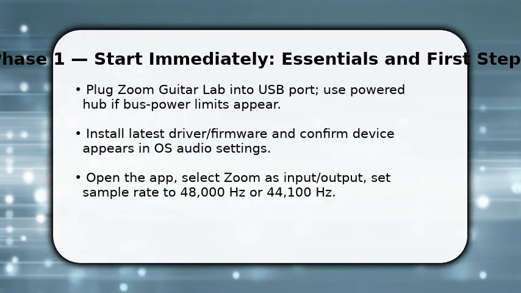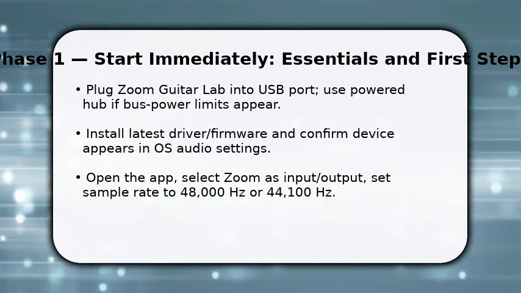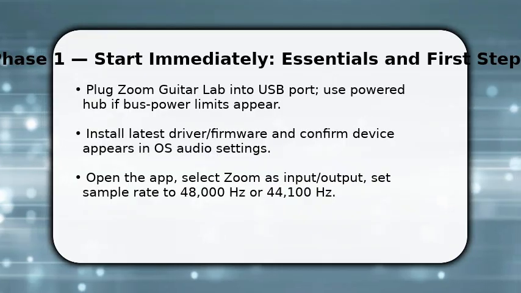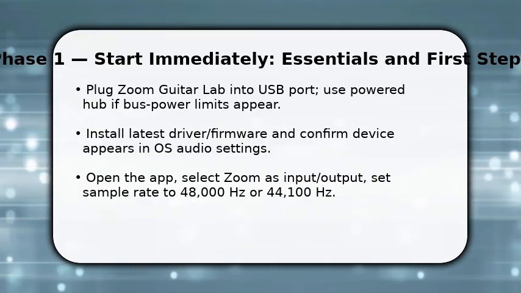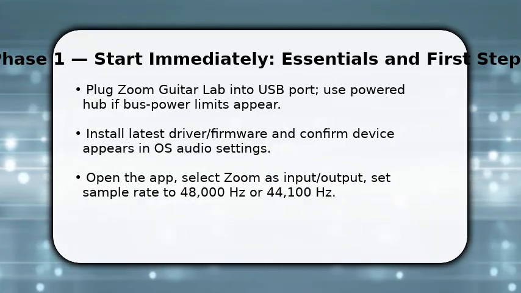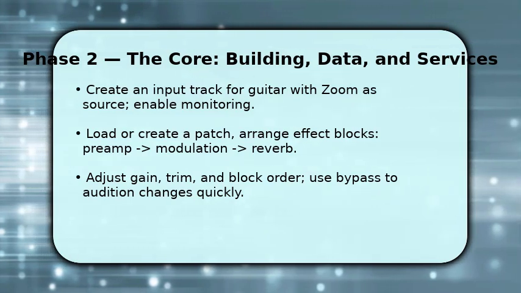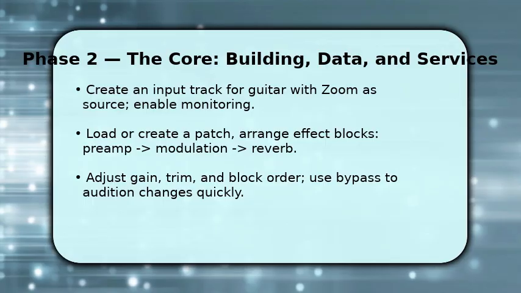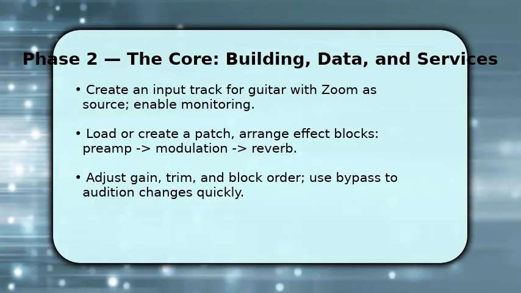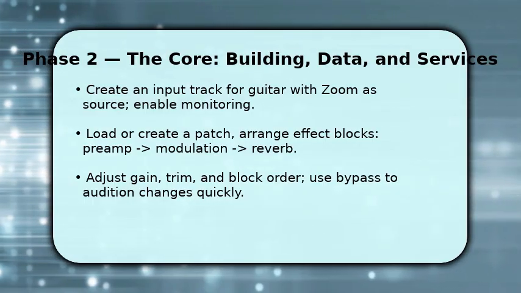Once done, open the Zoom Guitar Lab app and choose the device for both input and output in audio settings. Make sure buffering defaults to low to begin the signal chain. Now route your guitar into the DAW or standalone app by creating an input track sourced from the Zoom device and enable monitoring so you hear changes live.